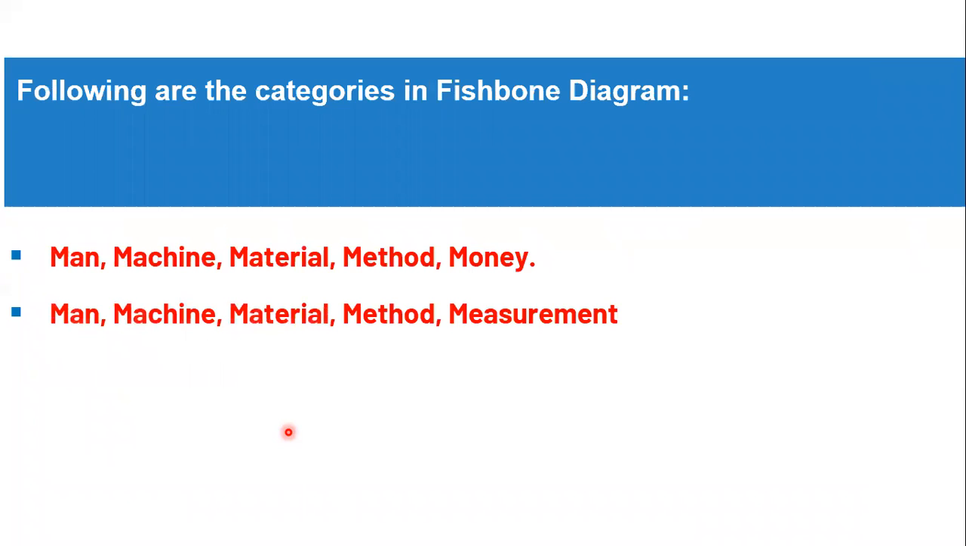Next slide. Following are the categories in the fishbone diagram: man, machine, material, method, money. Option 2: man, machine, material, method, measurement. The right answer is man, machine, material, method, and measurement. The first option includes money, and money is not your category, right? Especially for a manufacturing industry, the categories are man, machine, material related causes, method related causes, and measurement related causes.